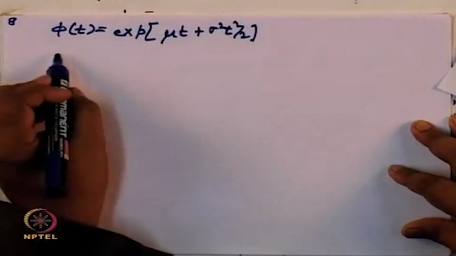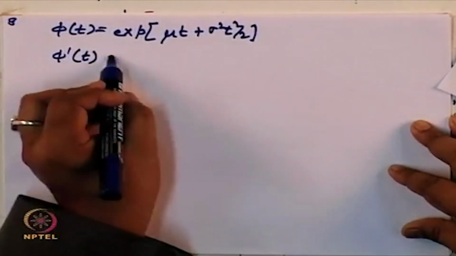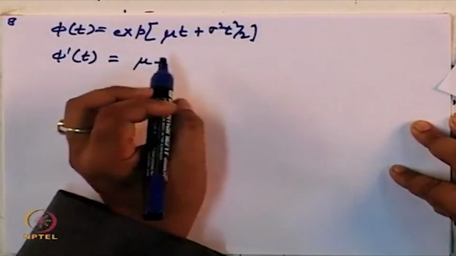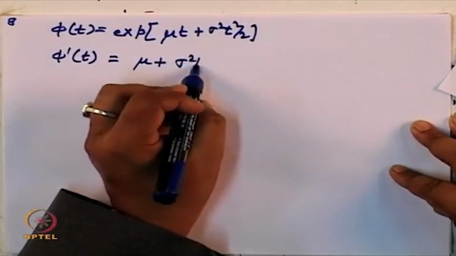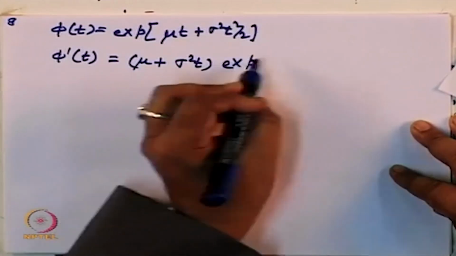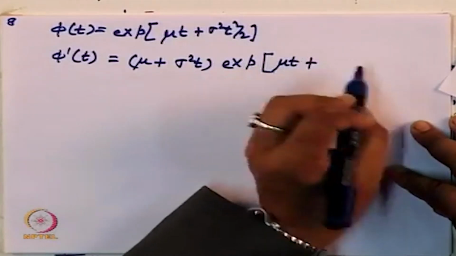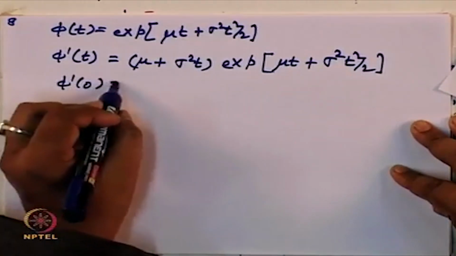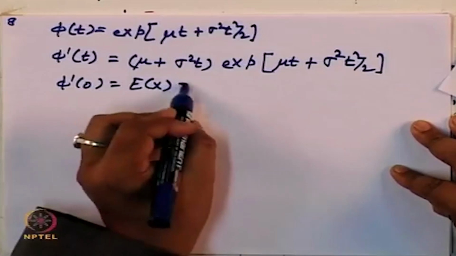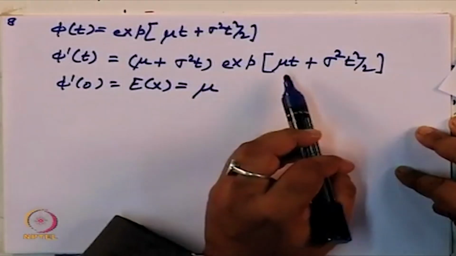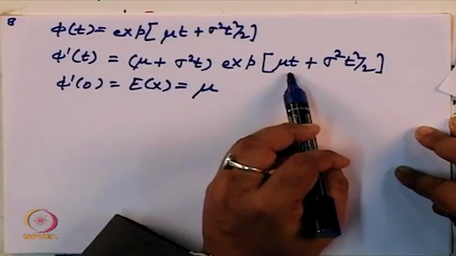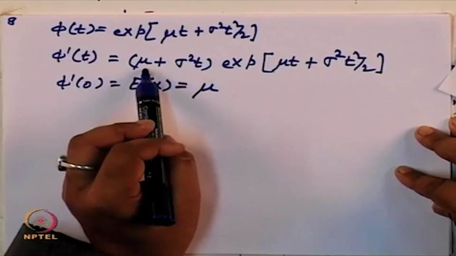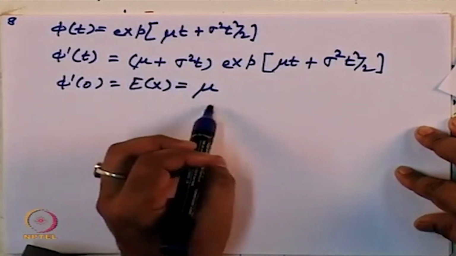So phi prime t then becomes simply mu plus sigma square t into exponential of the same thing. So phi prime 0 is equal to expectation of x, which will give me nothing but mu. If you put t equal to 0 here, this will return a value of 0, this will return a value of 0, and exponential of 0 is 1. So only you get this mu. So expectation of x is equal to mu.